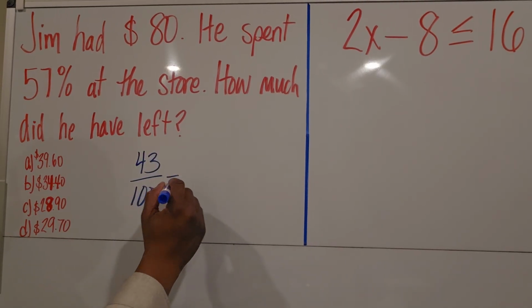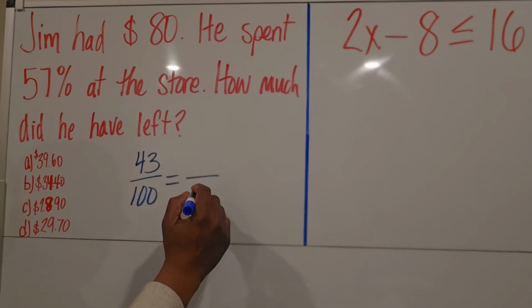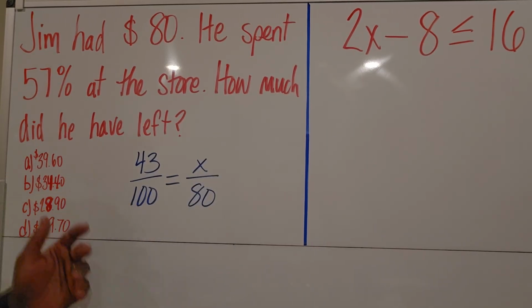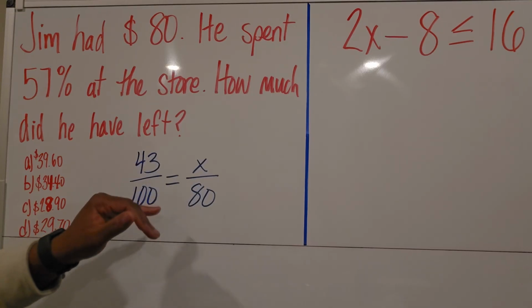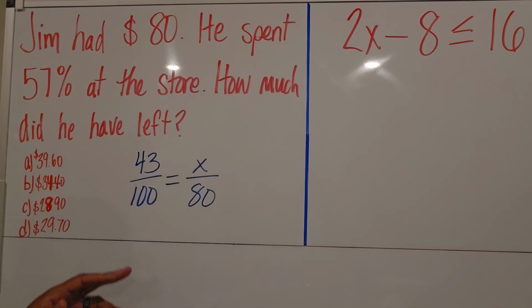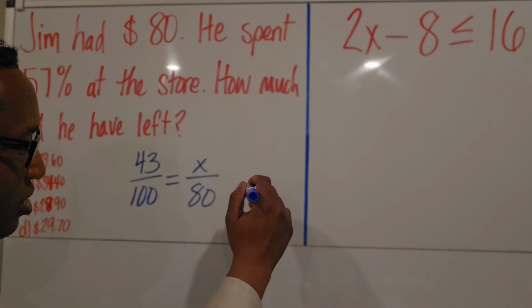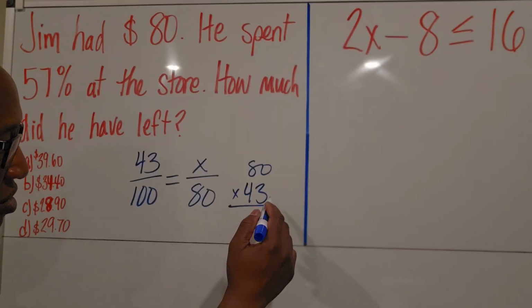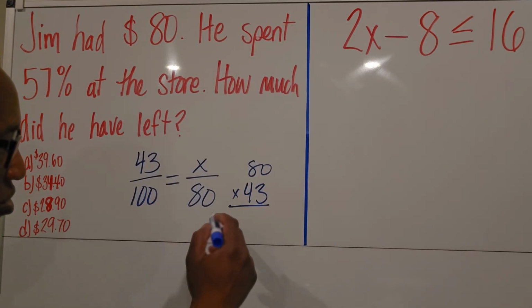43% equals something over 80. And then you're going to have to do 80 times 43, which you could do the same way. That'll be the 3440. You can do it like that. But, I mean, it'll be the same multiplication. You know what I mean? It'll still be 43 times 80. And you just have to divide that by 100.